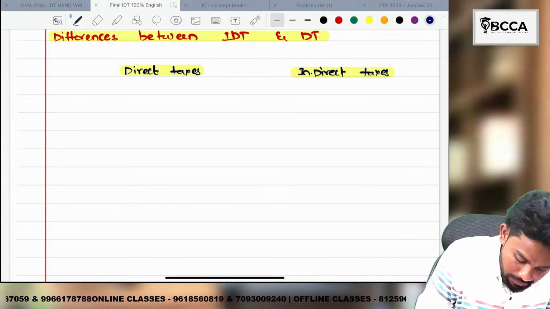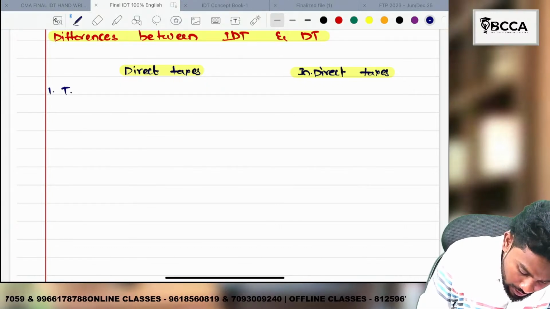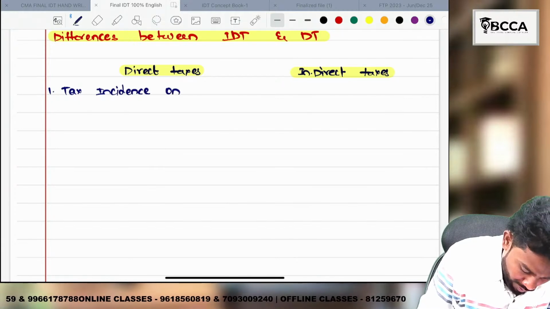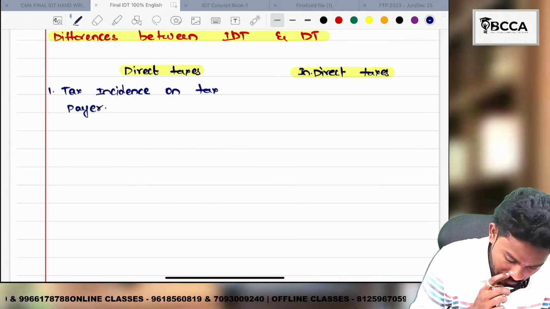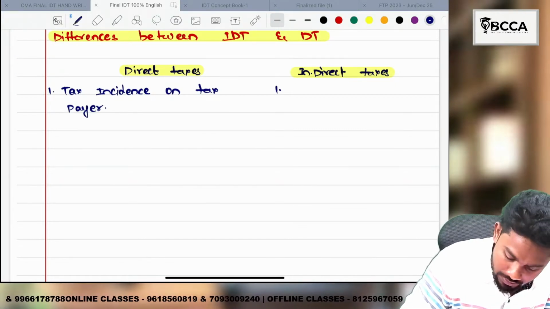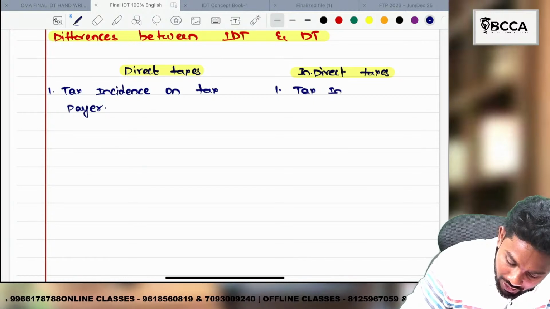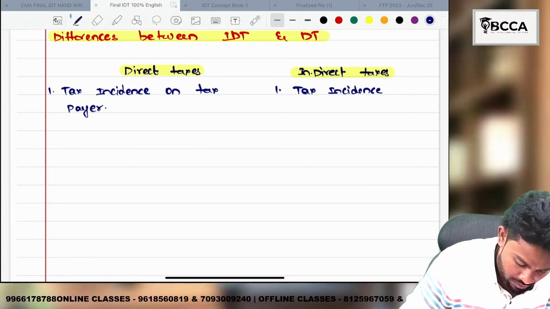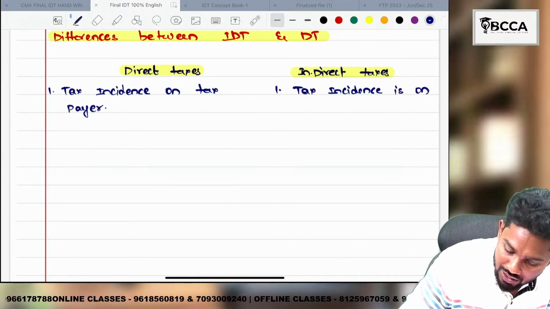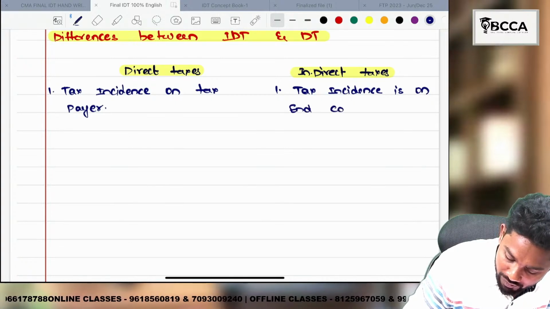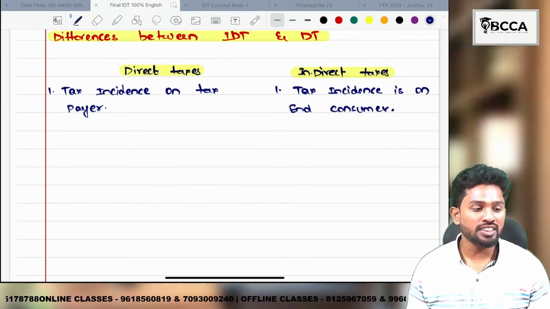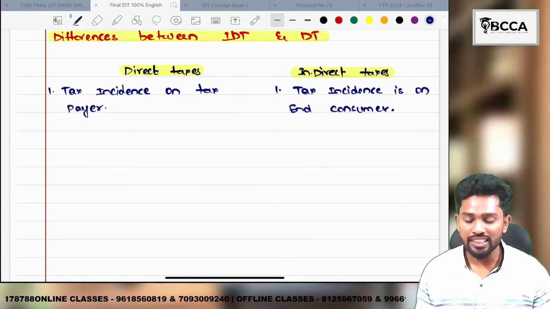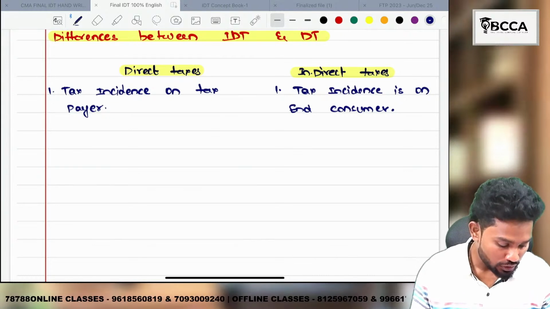So direct taxes, the tax incidence is on the taxpayer, whereas in indirect taxes, the tax incidence is on the end consumer.